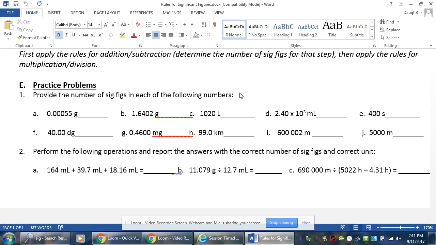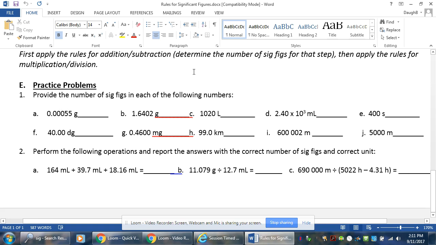So let's look at 1A. 1A is 0.00055. There are two significant figures in that. The reason being, all of these zeros to the left are just placeholders. Okay, placeholders. That falls under rule number 3.